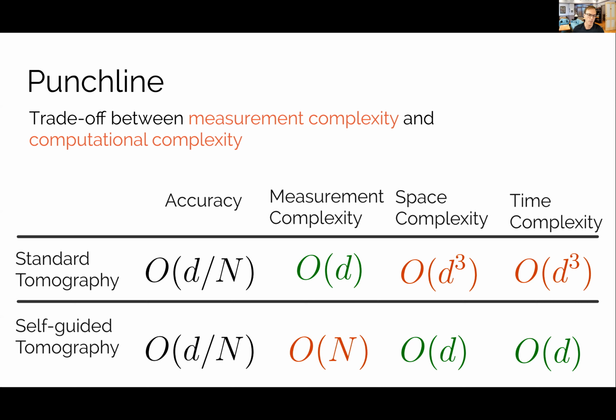That just comes from a statistical lower bound. You're not going to beat that with any procedure. I'm not saying that either of these protocols could actually achieve this; it really depends on how you implement the algorithms, but they have the same asymptotic optimal accuracy. Self-guided tomography has this benefit of space and time complexity at the penalty of measurement complexity.